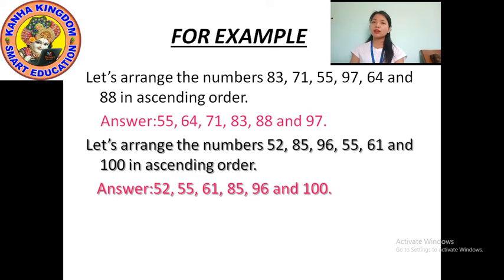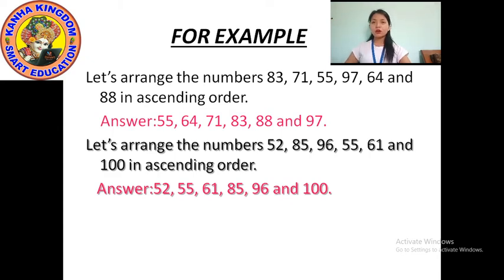So this is called ascending order, because the numbers are arranged from smallest to biggest. Okay, now let's solve another example. Let's arrange the numbers 52, 85, 96, 55, 61, 100 in ascending order.